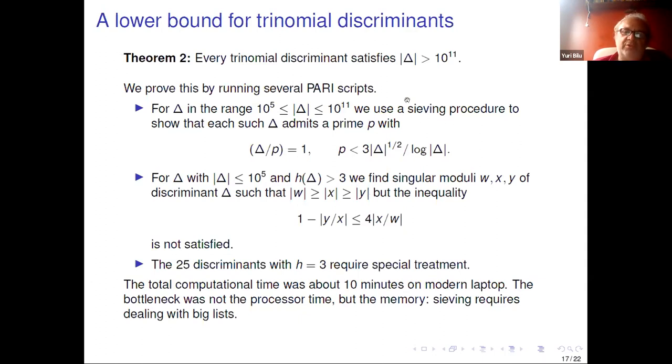Well, and this, of course, we did with the help of a computer using the Paris computer package, and it was just some little computation, about 10 minutes together. This is slightly bigger than 5 minutes, this is slightly smaller than 5 minutes. The computer time was negligible. And actually the bottleneck was not the processor time. The bottleneck was memory, because when you do sieving, you need to keep big lists. And so you need a lot of memory, and on a laptop, you don't have so much memory. This is why we had to stop at 10 to 11. If we used a supercomputer, we could go further, like 10 to 13 perhaps. But for subsequent applications, 10 to 11 was enough.